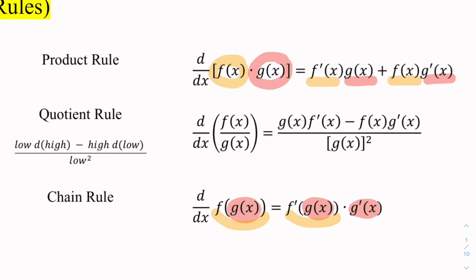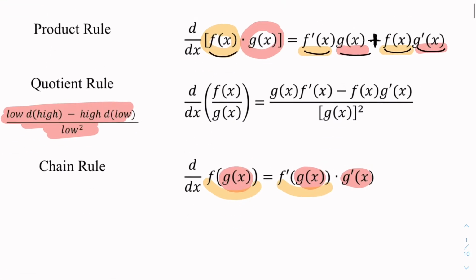Now looking at our rules, remember the product rule. We're going to first just take the derivative of the first, then copy the second. Then we copy down the first and take the derivative of the second. For our quotient rule, we have our handy-dandy little song, which is low d high minus high d low all over low squared. Why don't you sing it with me this time? Just kidding.